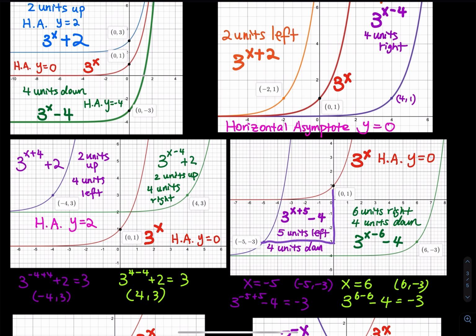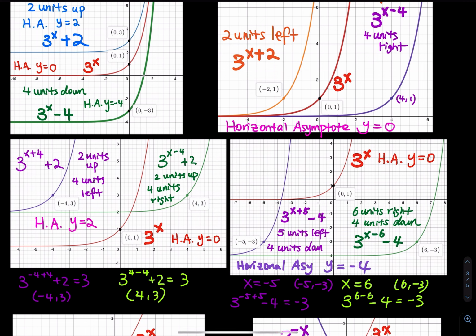And then it was at 0, 1. So now the point is shifted to negative 5, comma, negative 3. Does that change the horizontal asymptote? Of course, because you push the graph down, it was at y equals 0. Since you go 4 units down, now it's at y equals negative 4. Okay, so I should write this down, the horizontal asymptote now is at y equals negative 4.